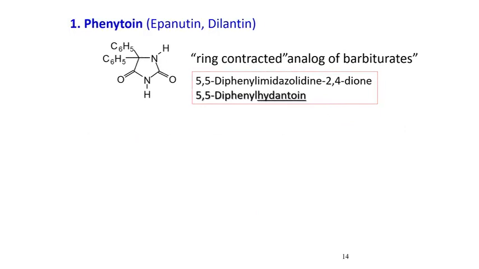Phenytoin is an example of a ring-contracted analog of barbiturate. Barbiturate, as a barbituric acid analog, is a pyrimidine structure, a 6-membered ring. Phenytoin is related chemically to barbiturate while being ring contracted, a 5-membered ring instead of 6.